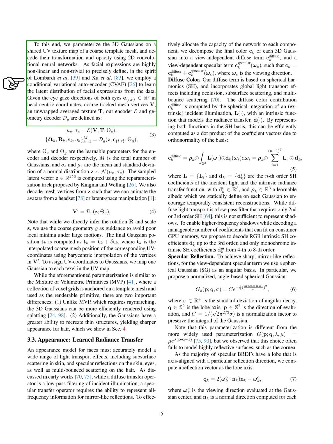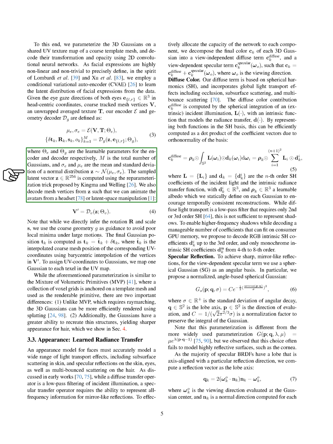We used a conditional variational autoencoder, CVAE, to learn the distribution of facial expressions from the data. We defined our encoder and geometry decoder using the learnable parameters for the encoder and decoder, the total number of Gaussians, and the mean and standard deviation of a normal distribution. We computed the sampled latent vector using the reparameterization trick.